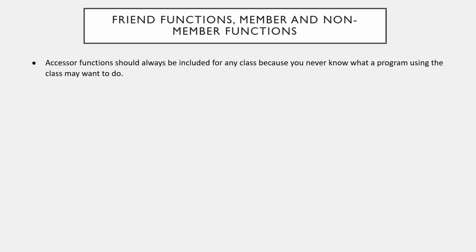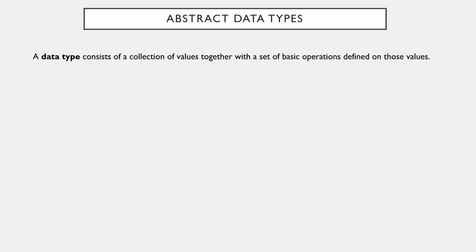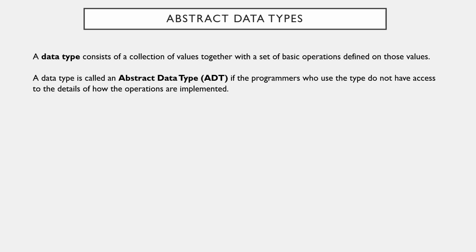All right, so you should have accessor functions, and you should always include them because, to be complete, you should make your member variables private, and add accessor and mutator functions for each private member variable. Use a member function if your task involves only one object. Use a non-member function if it involves more than one object, and that would be a good place to try using friend functions. Okay, then this is just a little bit about what an abstract data type is.